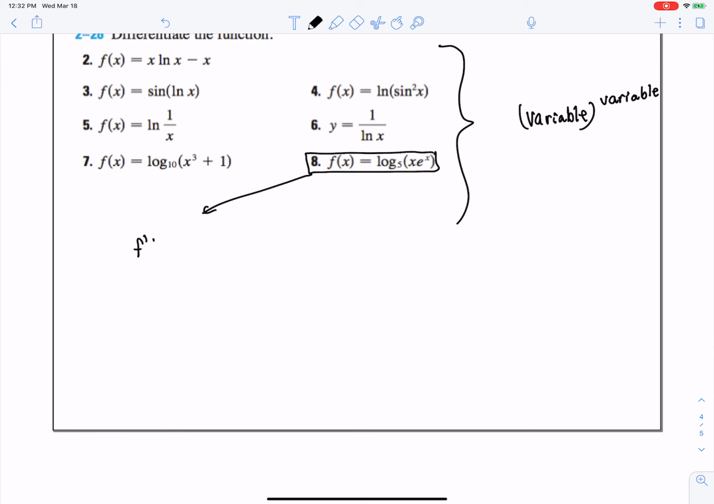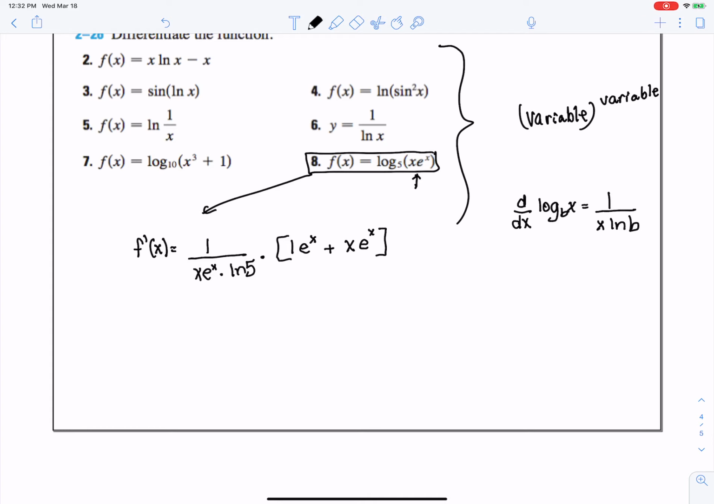So for the derivative, we have to remember the derivative rule for log x. So log base b of x is 1 over x ln b. So this will be 1 over the argument, x e to the x, ln of the base. But now because there's chain rule, I need to do the derivative of the inside, which is product rule. Derivative of the first times the second, leave the first the same. Derivative of e to the x is e to the x. And that would be my derivative of that function.